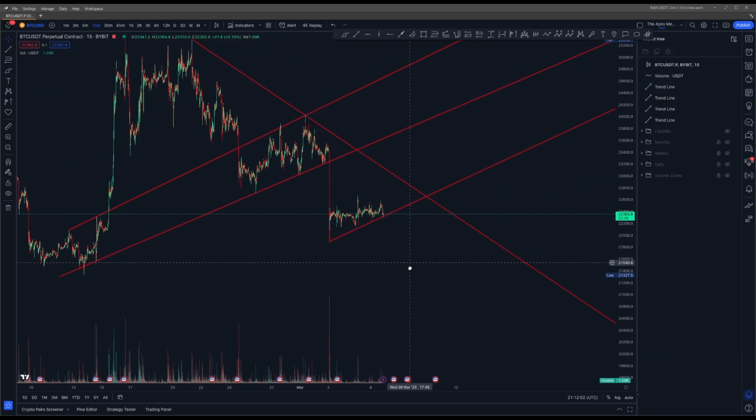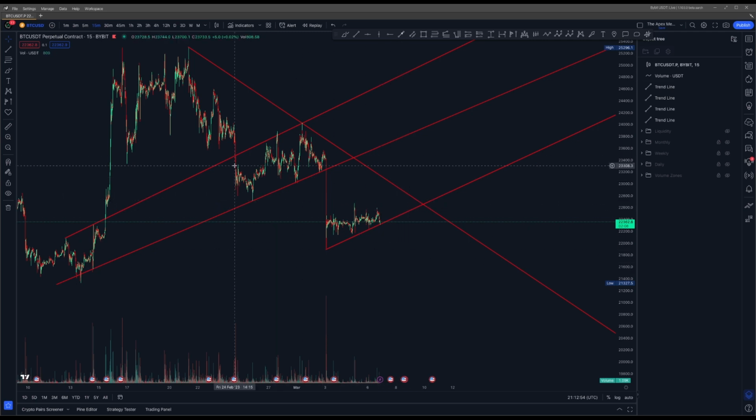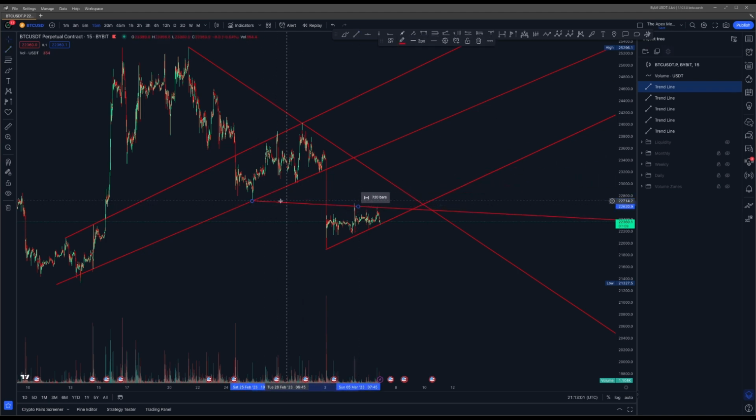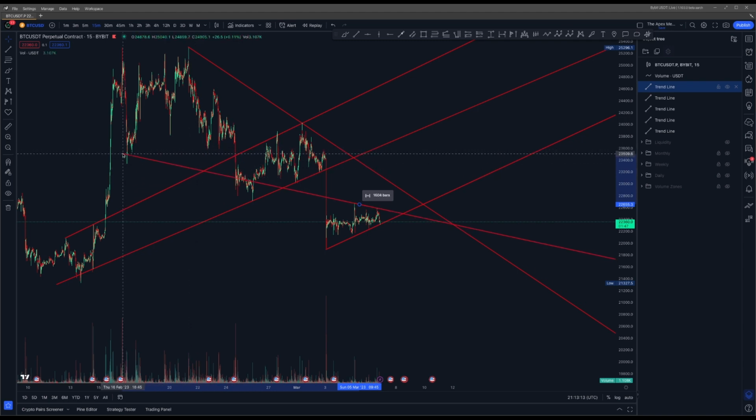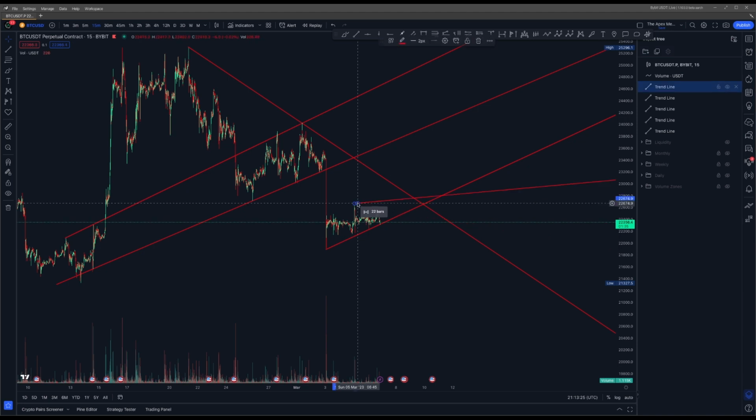Do you agree? Yeah. But I can also see a range developing here. I may have that slightly wrong. Let me just see. I would like that to be there. Do we have anything that gives us a confirmation on this touch point? Not really. So I would just do this here as the start of a new range.